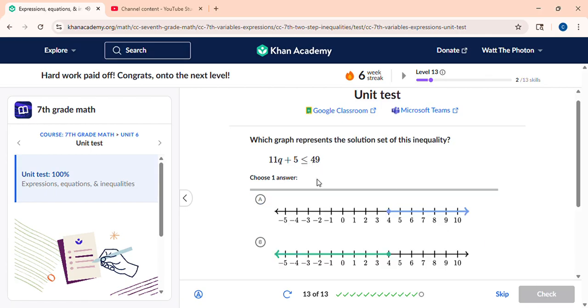So 11q minus 5 is greater than or equal to 49. So if we subtract 5 from both sides, we get 49 minus 5 is equal to 44. So 44 is greater than or equal to 11q. q is greater than or equal to 4. So to find a number less than 4, so 0, 0 if it's q.